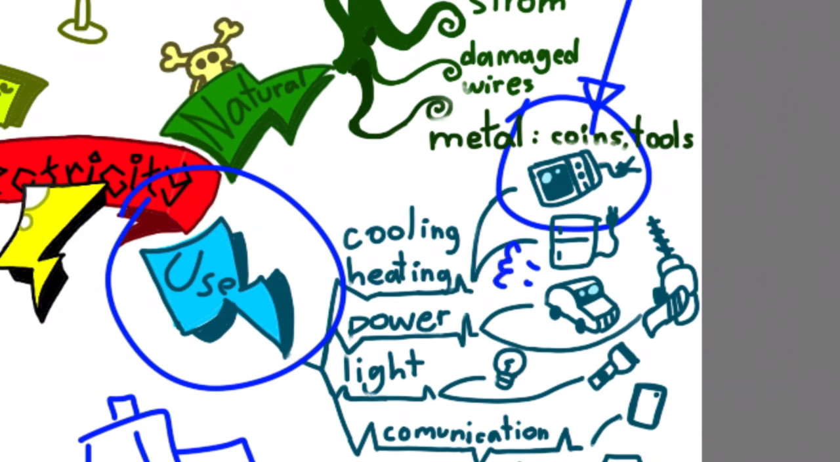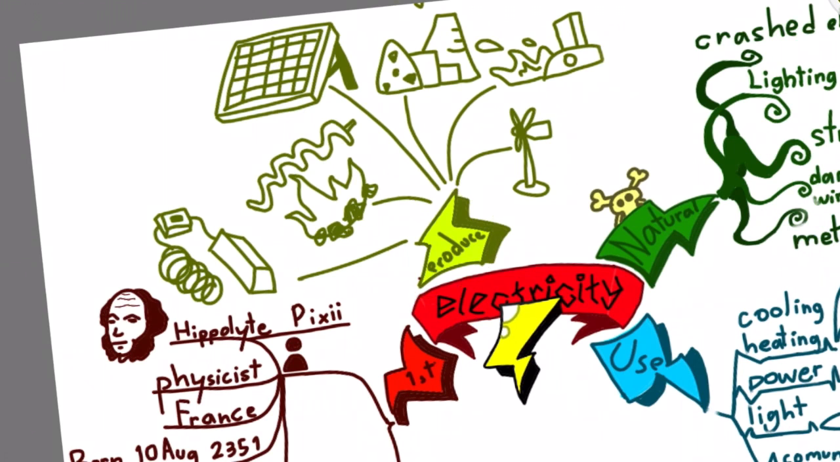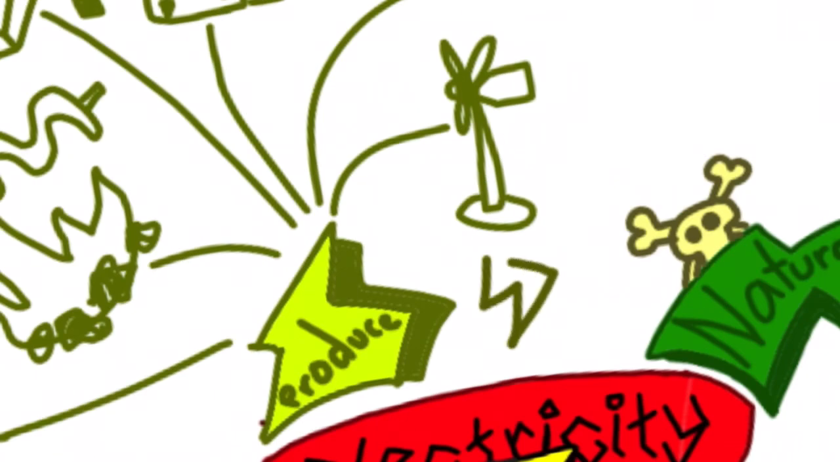And the power by, there's a car, and light bulbs as examples, and communication like a phone. The third branch is producing electricity.